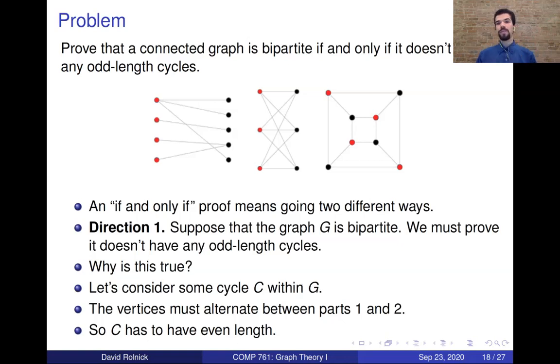There is a question. Can't we show that for any odd length cycle in a bipartite graph, if we try coloring the vertices, we won't be able to? Yes, that is another way to do this. That is another way to write down what is essentially the same argument. Absolutely. Okay, so that was direction 1. We showed that if a graph is bipartite, then it doesn't have any odd length cycles.